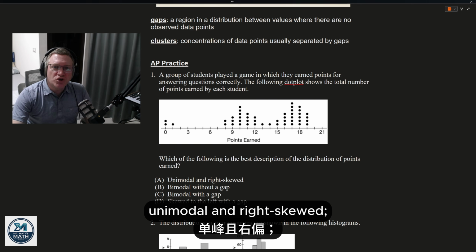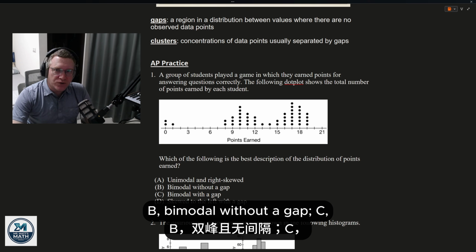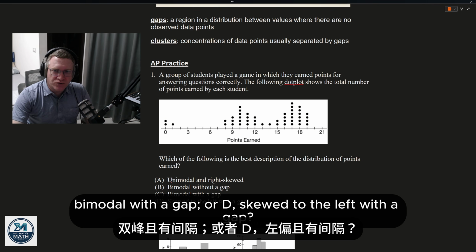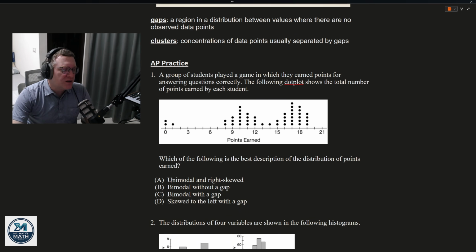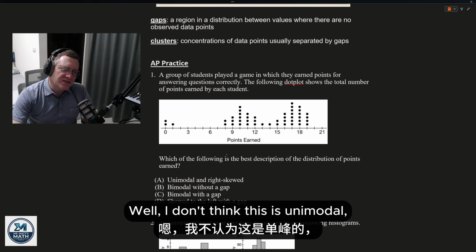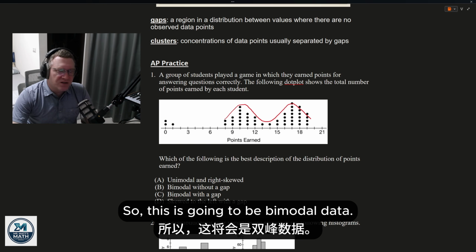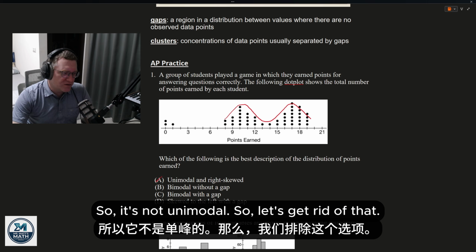Is it A, unimodal and right skewed? B, bimodal without a gap? C, bimodal with a gap? D, skewed to the left with a gap? All right, so let's look here. Unimodal and right skewed. Well, I don't think this is unimodal because we have what looks like two clear peaks here. So this is going to be bimodal data. So it's not unimodal. So let's get rid of that.